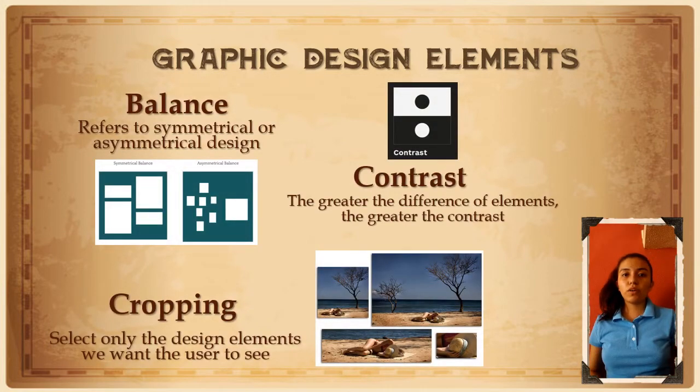Balance refers to whether the design is symmetrical or asymmetric. Contrast is used to highlight the difference of two or more items. The greater the difference, the greater the contrast. Cropping is used to remove certain elements in the image so we can highlight what we want.